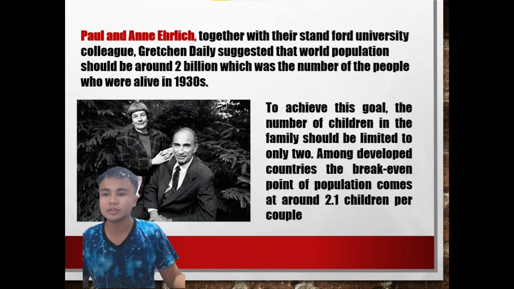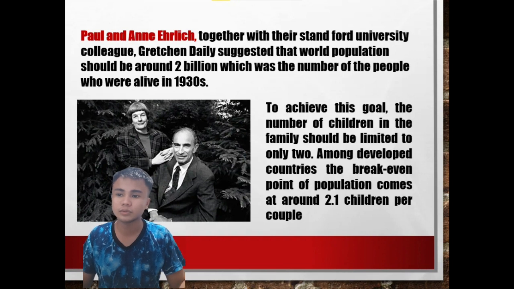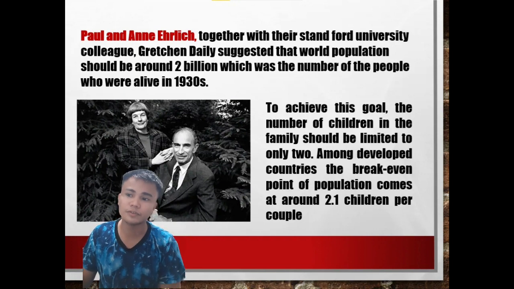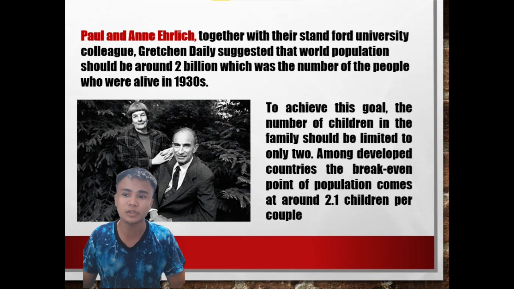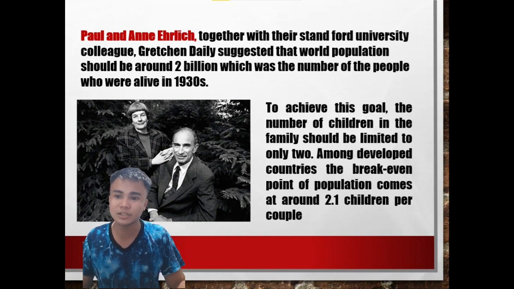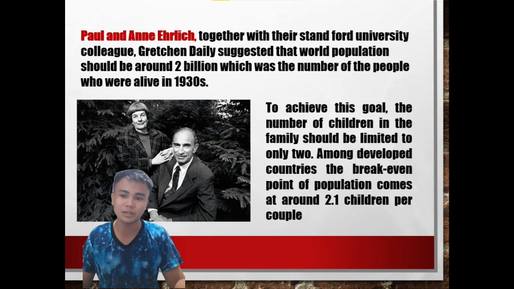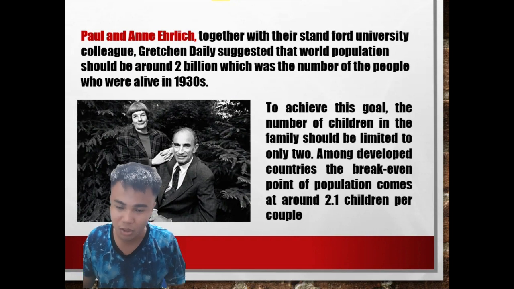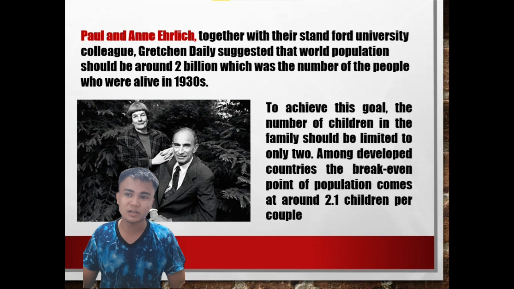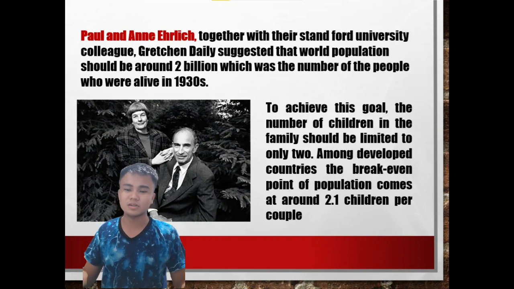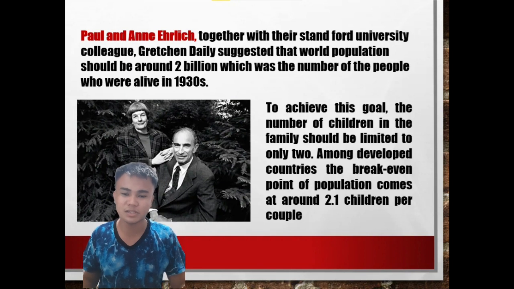And there's also a theory by Paul and Anne Ehrlich, together with their Stanford University colleague Gretchen Daily, who suggested that the world population should be around 2 billion, which was the number of people alive in the 1930s. To achieve this goal, the number of children in a family should be limited to only two. Among developed countries, the break-even point of population comes at around 2.1 children per couple. But the suggested population was not achieved, because the population today is 8 billion.